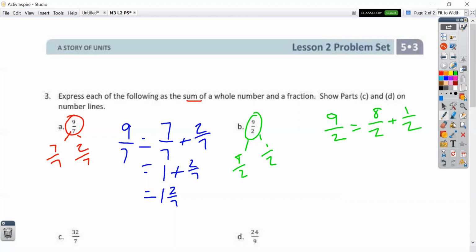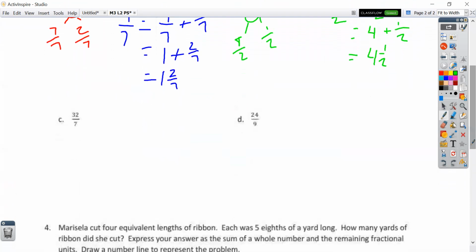Now the second sentence in this step is to rename the wholes. So 8 divided by 2 would give us 4. So that's 4 and 1/2. And then the last one is to put it together as 4 and 1/2. All right, so I'm going to pause my video. You're going to go ahead and try the next 2 questions on your own, and then we'll get back together and quickly review them.